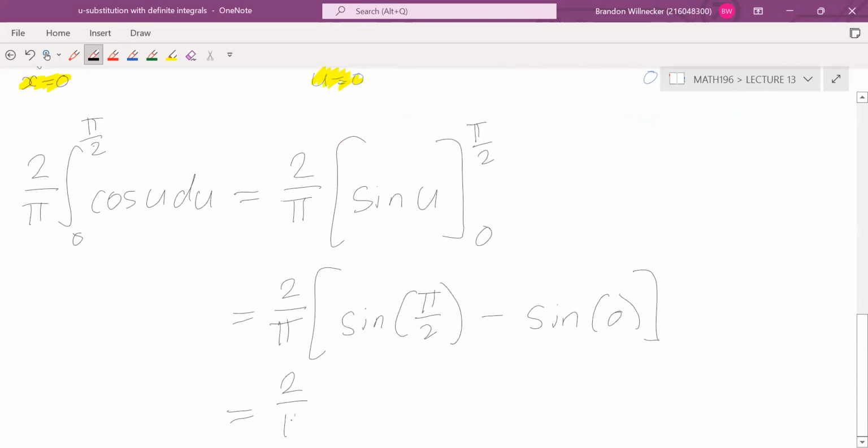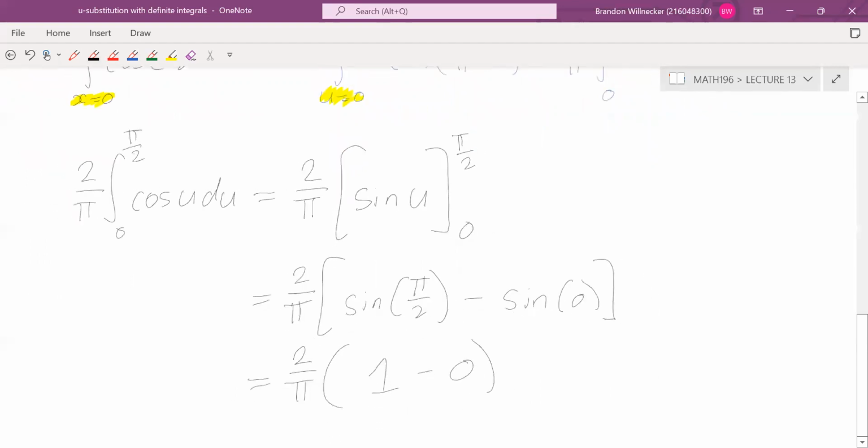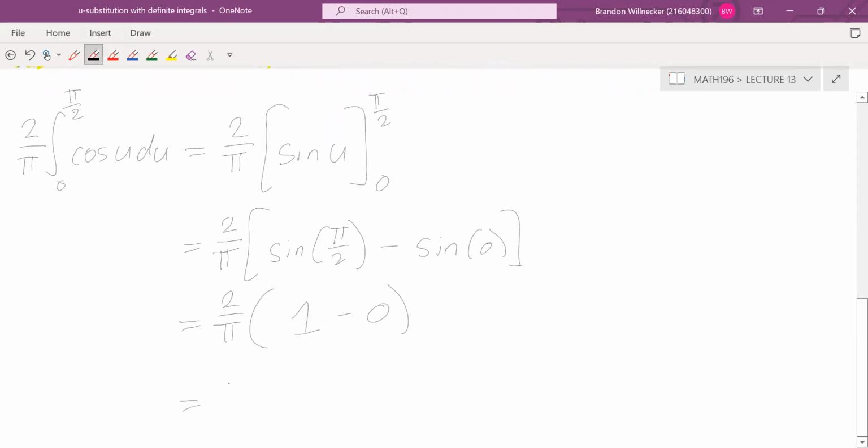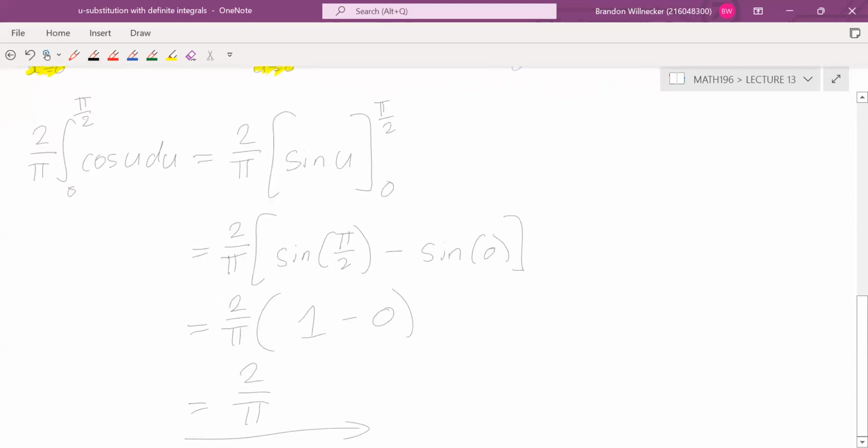And then we just simplify. So this is going to be 2 over pi. Sine of pi over 2, that's going to be 1. Sine of 0, that's 0. So this just becomes 2 over pi. Yeah, and that's our final answer. Okay, any questions yet?